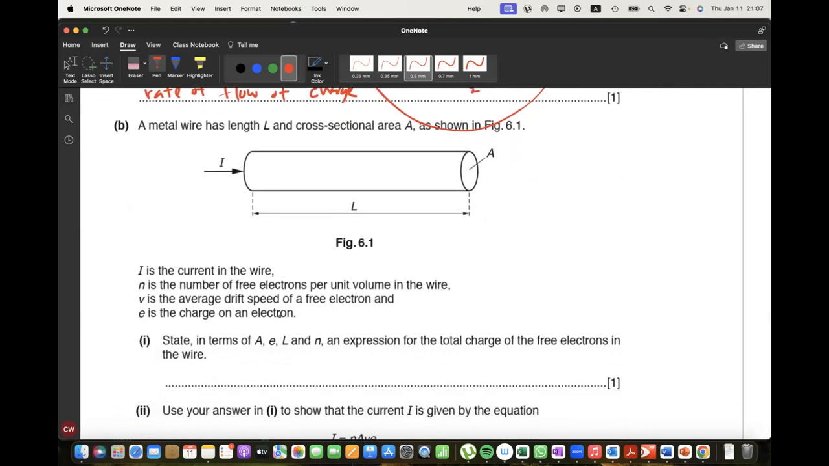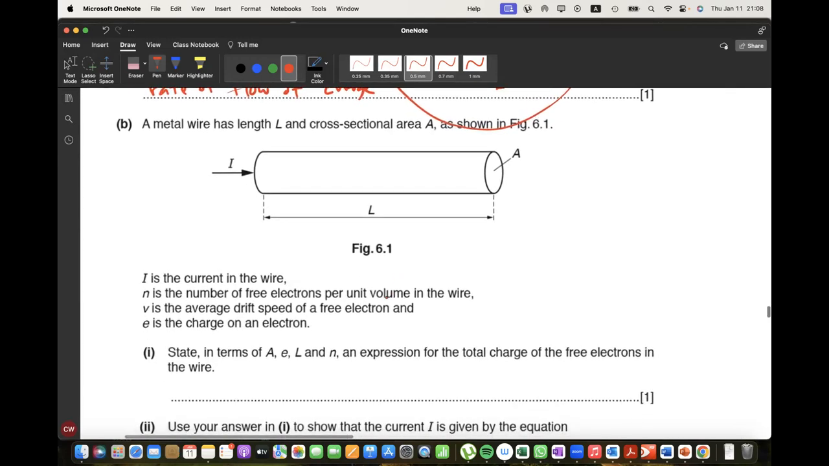How about this one? Is it very cold? Yes, it's cold. Okay.